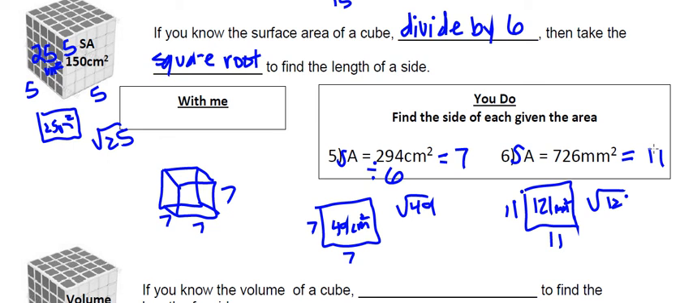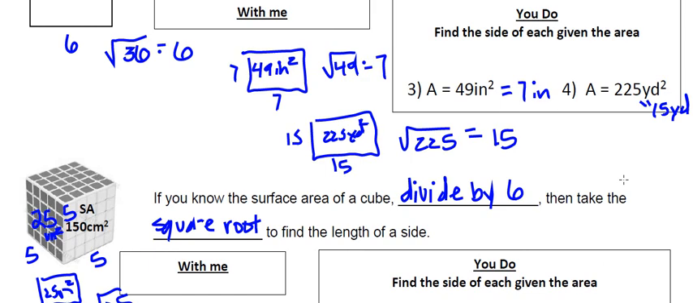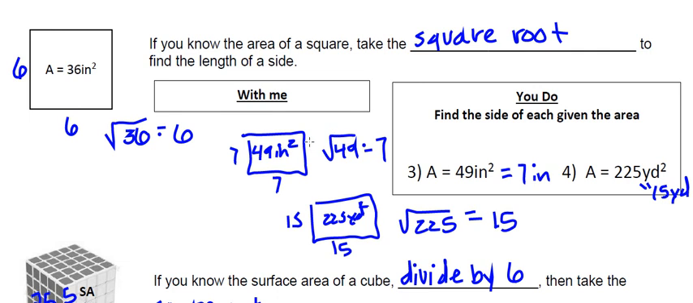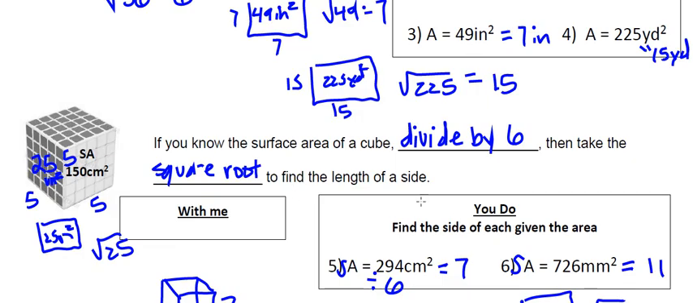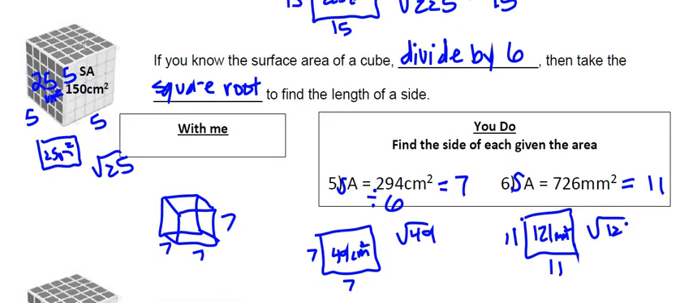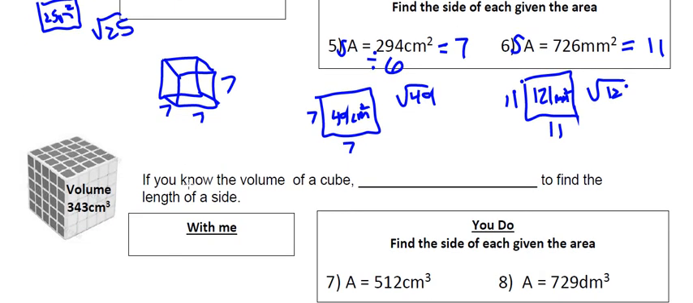Surface area is the most tricky one, but if you really do think about how it just gives you the total area of 6 squares, you divide it by 6, then you're just looking at this again. You're looking at how to find the side length of a square when you know the area, because the surface area of a cube is just the area of 6 squares added together. It's flat. It's talking about the flat space, not the volume, the space inside.